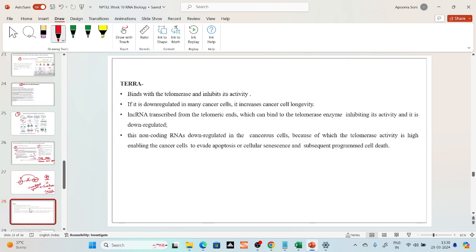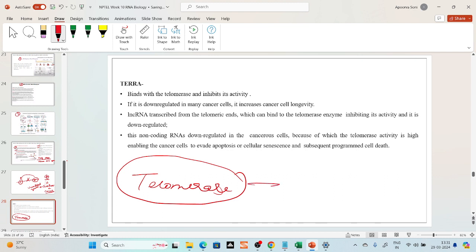Then the next example is TERRA. So what is TERRA? Basically, you should understand that telomerase is the enzyme which is required for repairing the ends of the telomere. With every round of DNA replication, the telomere ends get shortened. So to maintain the telomere's length, the telomerase enzyme comes into action.